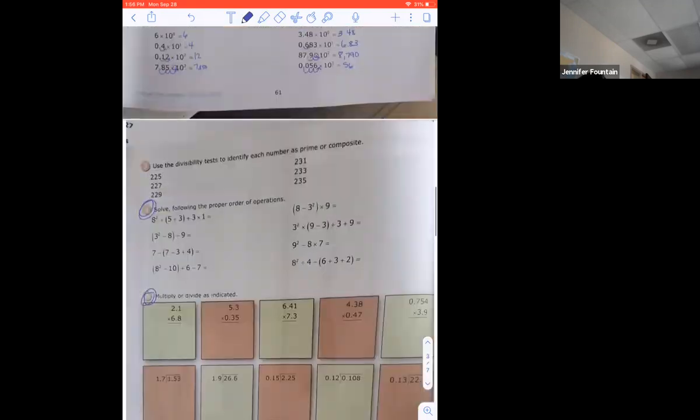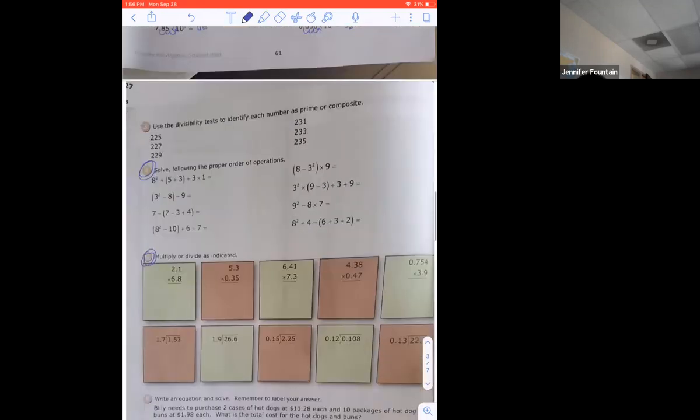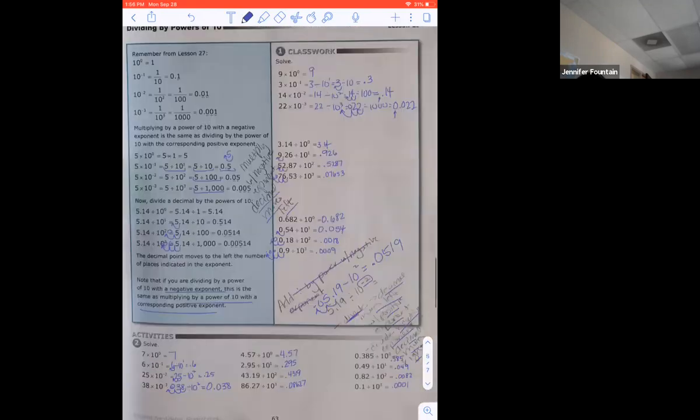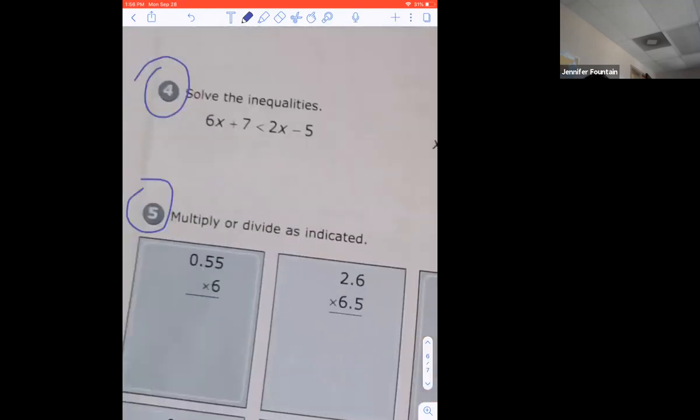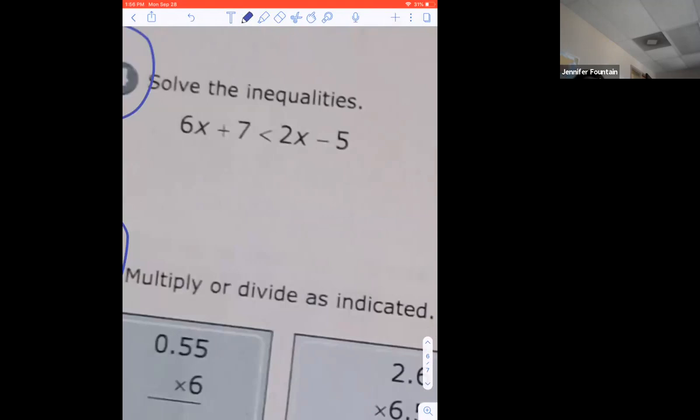Notice though that, let's see, is activity 4 on all of them? So activity 4 on the last assignment, page 64, be sure to pay attention to when we're dealing with inequalities. Remember, when I have that inequality sign, if I have to multiply or divide by a negative number, I need to flip my sign.